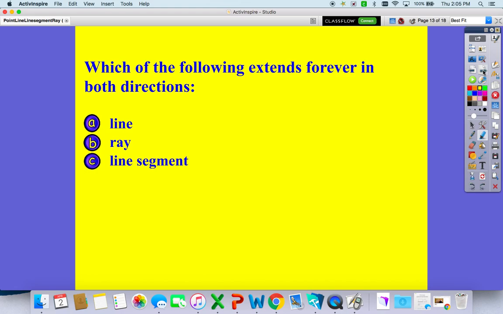All right, which of the following extends forever in both directions? I know that something that extends forever would have an arrow. So if I drew this, extends forever in both directions, I would draw something like that, which gives me a line.